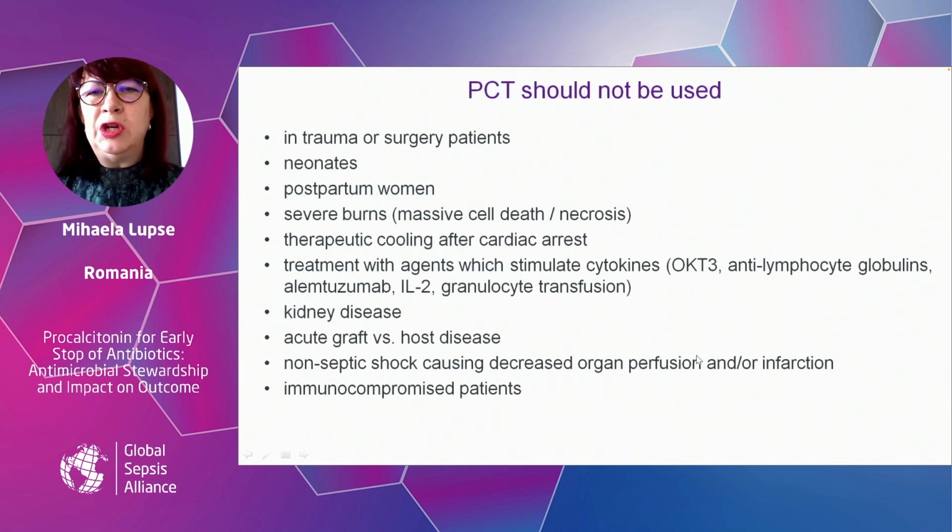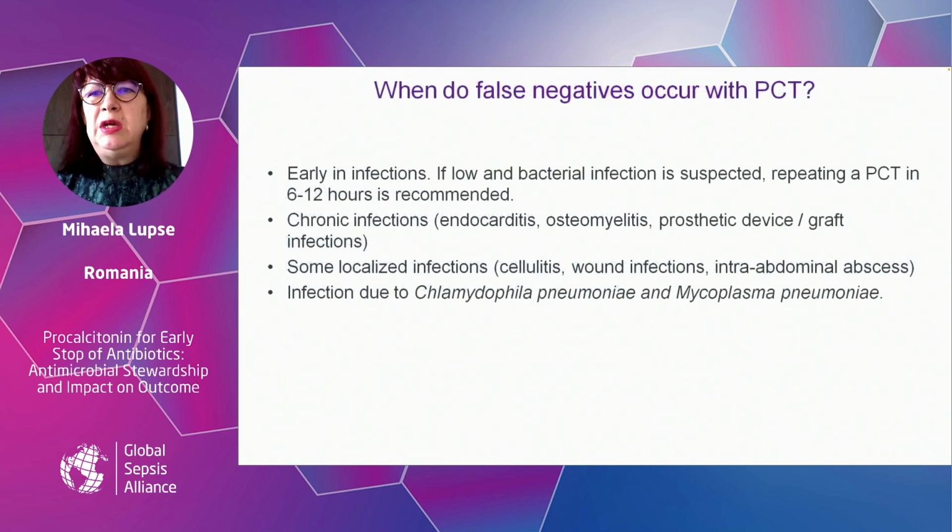There are some situations in which inflammation is very important and procalcitonin is physiologically increased even without infection, such as in trauma or surgery, or in neonates or postpartum women and so on. But there are also some situations in which we have false negative results, meaning that we have infection without an increase of PCT. Such situations are the onset of sepsis in the first hours, chronic infections such as endocarditis, osteomyelitis, prosthetic device and graft infections, some localized infections, or infections due to atypical bacteria.